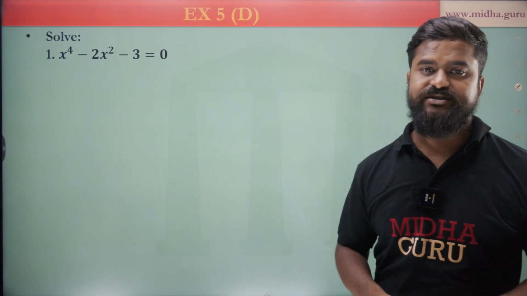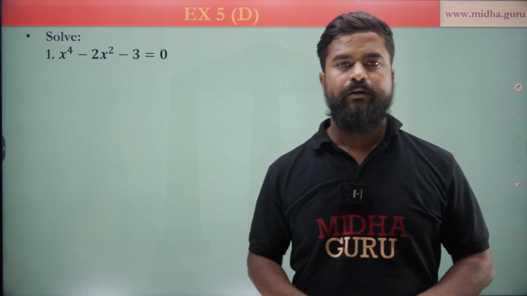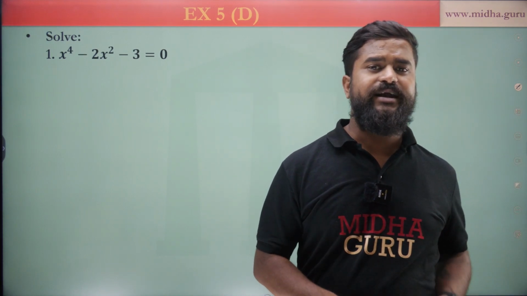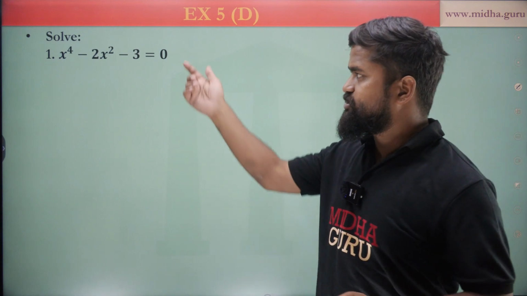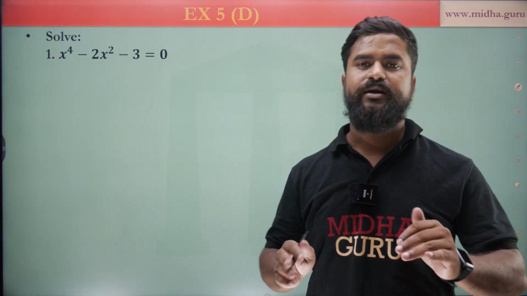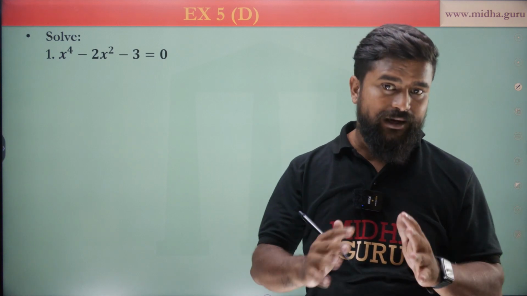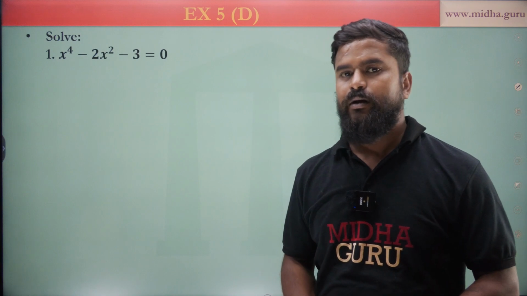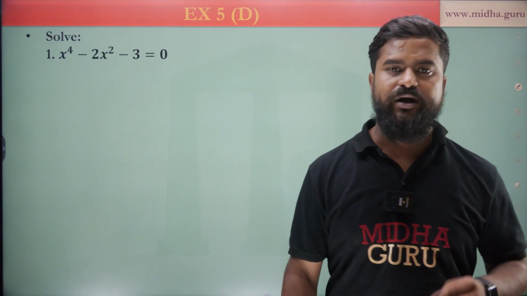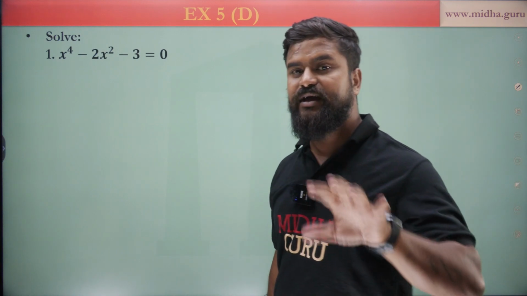Now the next question just says solve. As you can see, 5D is the exercise right after we learn the method of solving the quadratic formula. But if such a question pops up in your exam, it does not matter. You can attempt it by any method until the question mentions the specific method that you have to use. But we will only be using the quadratic formula to solve these problems in exercise 5D.